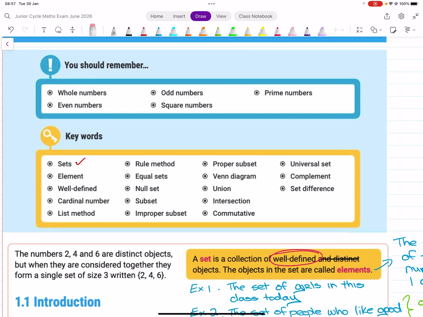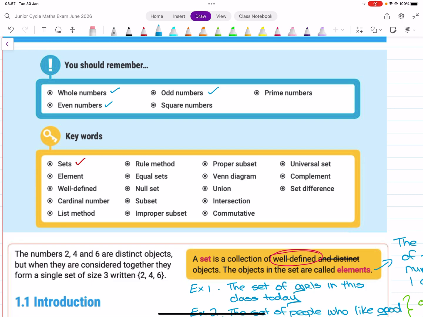we always include the "you should remember" and the keywords. Okay? So for the "you should remember", unless there's something you don't know, I'd be going through and asking, do I understand what a whole number is? Do I understand what an even number is? I do. So I know a whole number is a number that has no decimal points. I know an even number is 0, 2, 4, 6, 8, etc. I know an odd number is 1, 3, 5, 7, 9, etc.